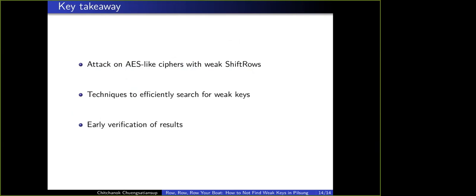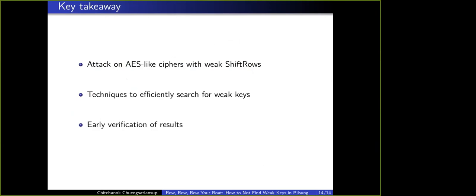To summarize, in this work we analyzed Pilsung, an AES-like cipher with key-dependent shift row permutation. And we demonstrate how an AES-like cipher with weak shift-row permutation can be attacked, specifically shift-row permutations that preserve columns. We also present techniques to efficiently search for such weak keys. We spent quite some resources to search for that.